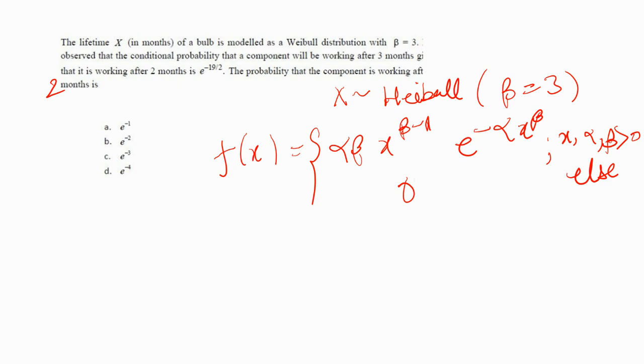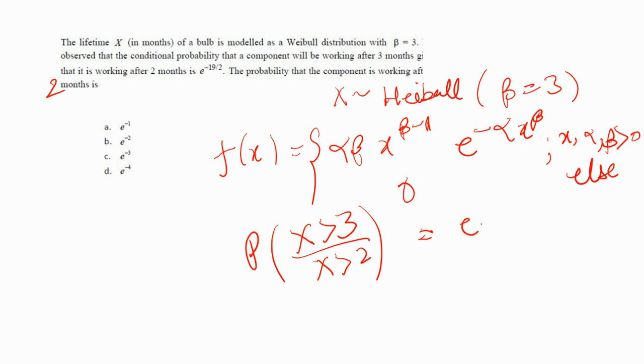So what is given here is the probability that x is greater than 3 months given x is greater than 2. So x greater than 3 months means the component will be working after 3 months, and it is given that it is working after 2 months, so x is greater than 2. This is given. And what is it? It is e to the power minus 19 upon 2, right?